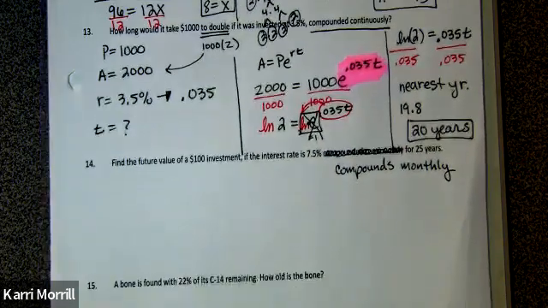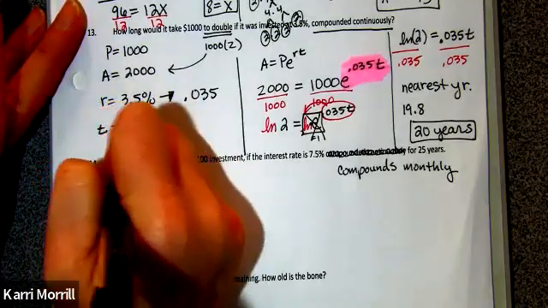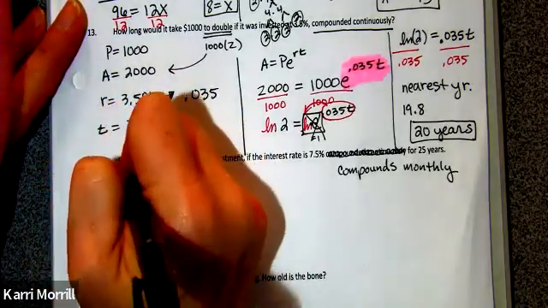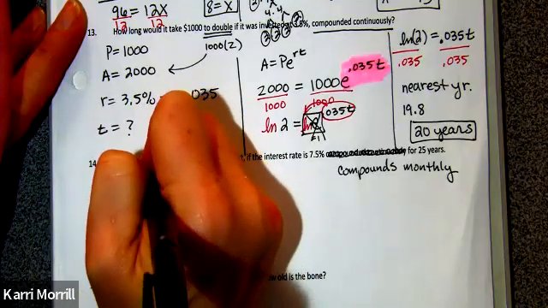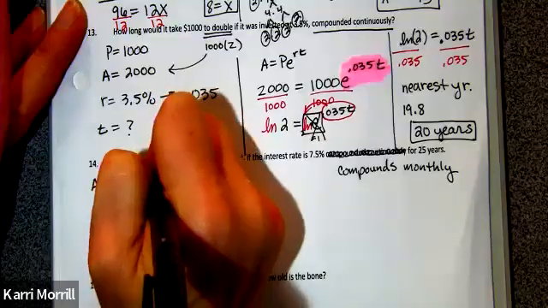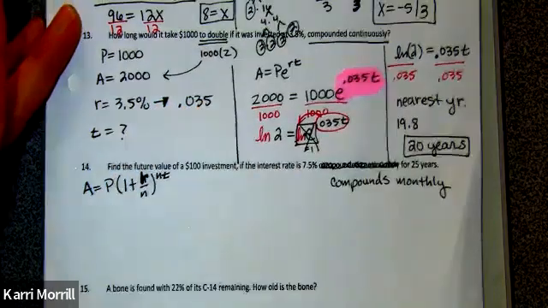Just so that we have to use that other formula, at least in reviews. I know we just did this, but it's P times 1 plus R over N, raised to the NT power.